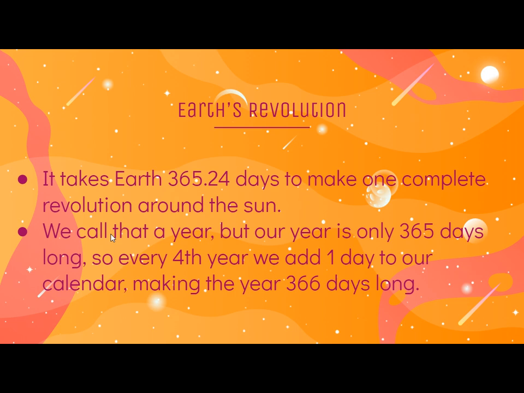It takes 365.24 days to make one trip around the sun, which is what we call a year, right? Everybody knew that that's what a year was. Did anybody not know? Good. One trip around the sun is a year.